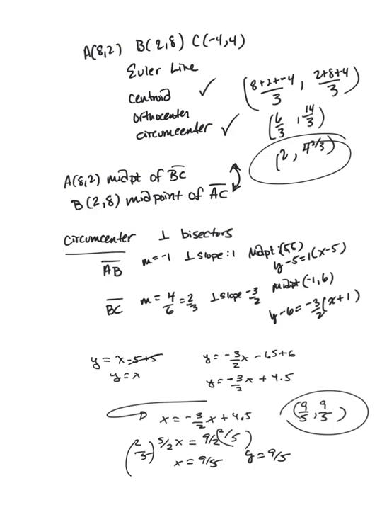So I have my centroid, I have my circumcenter, and then you just get the equation through those 2 points. Remind me to go over that in class. Get the equation through those 2 points, and that is the Euler line. The only other thing you need to know is the directed line segment.